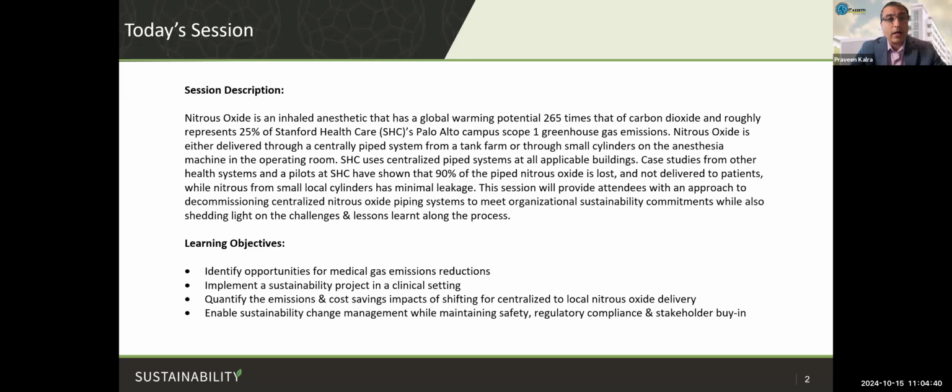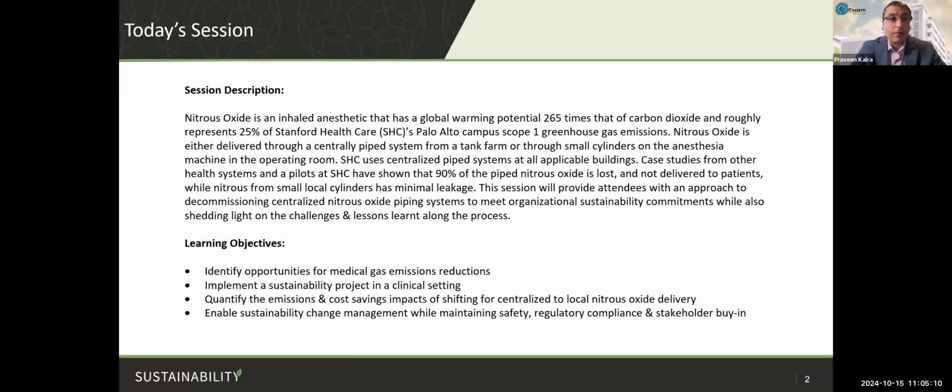We already talked about nitrous oxide. This is an inhaled anesthetic which has a global warming potential of around 265, and it was representing around 25% of Stanford Healthcare's carbon footprint from Scope 1 emissions. It is delivered either through a centrally piped system from a tank farm, or through portable cylinders which are available at the back of each machine. At Stanford Health Care, we have been using centralized pipe systems at all the applicable buildings.